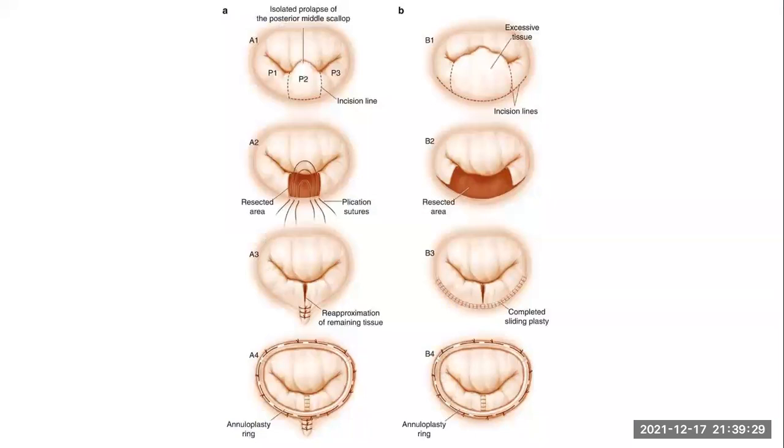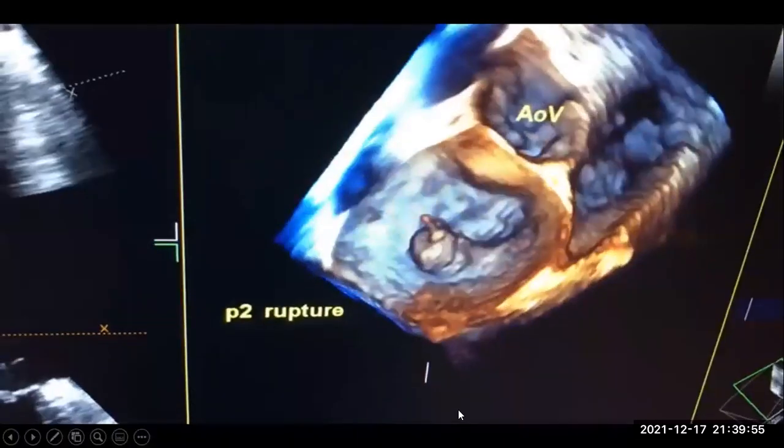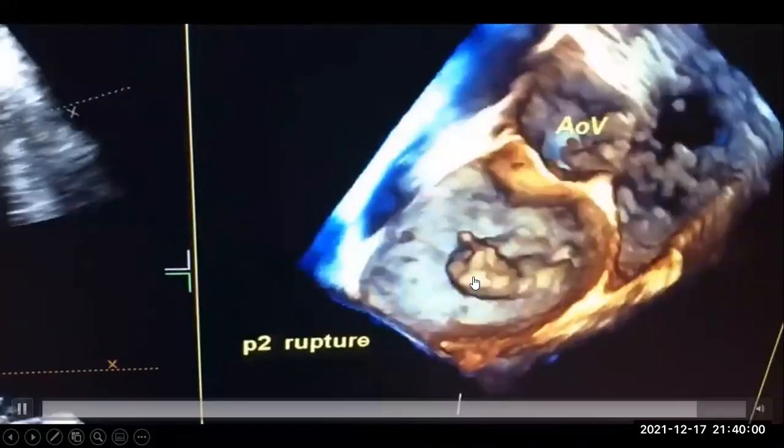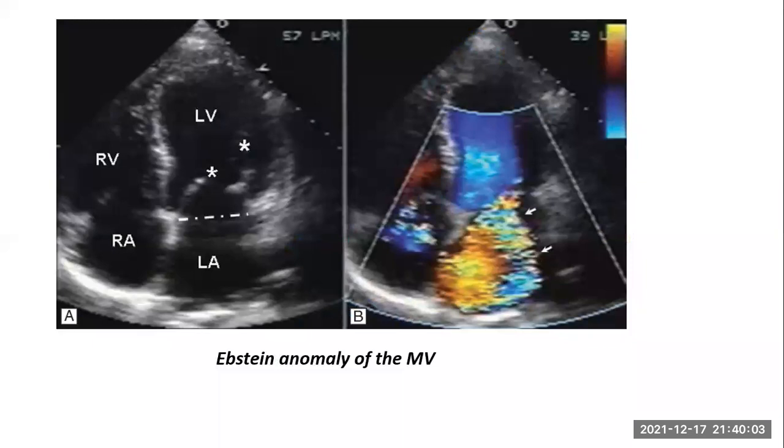Okay, so for the mitral valve prolapse, when it is localized in P2, for example, we can resect the area and do plication suture, okay, then an annuloplasty. When it is excessive tissue, like the Barlow disease we saw before, we have to resect all the area and do the surgery. This is a P2 rupture. Also, you can see here the prolapse. And an Epstein anomaly of the mitral valve. Normally, I didn't see any of these cases, and it is very rare.